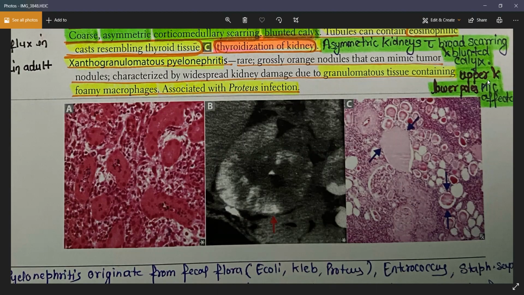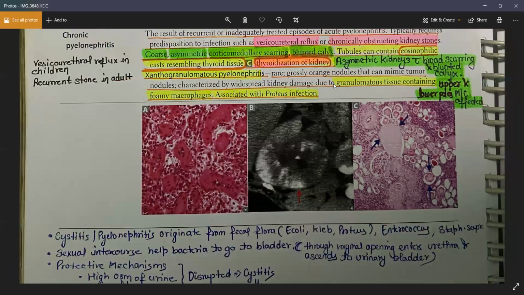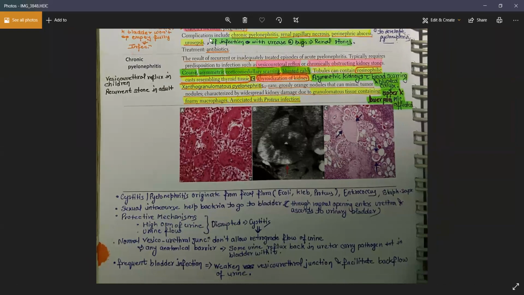You will have atrophy and scarring of the upper and lower poles. An improper shape of the kidney will be there and atrophy of the kidney will happen. These are all the findings you will see on CT of the patient. On biopsy, you will find this thyroidization of the kidney.